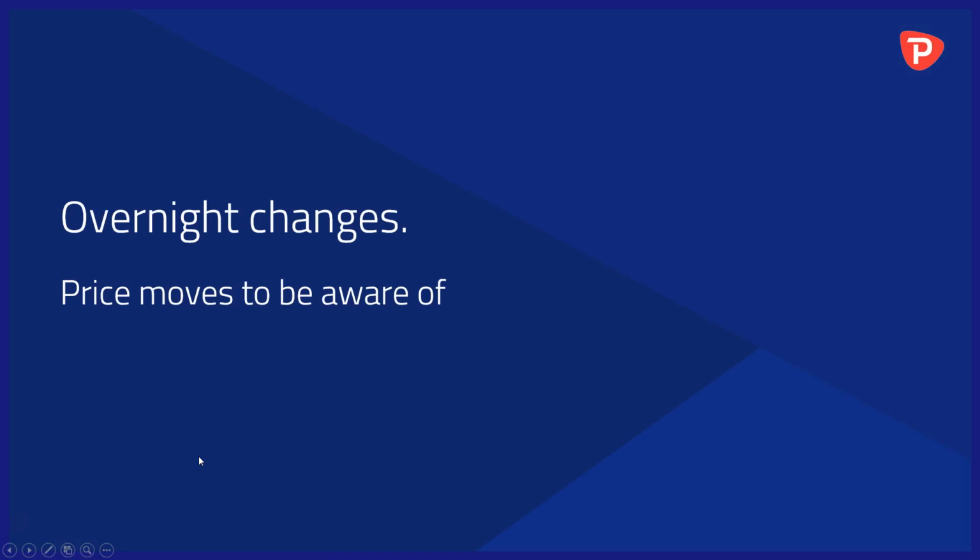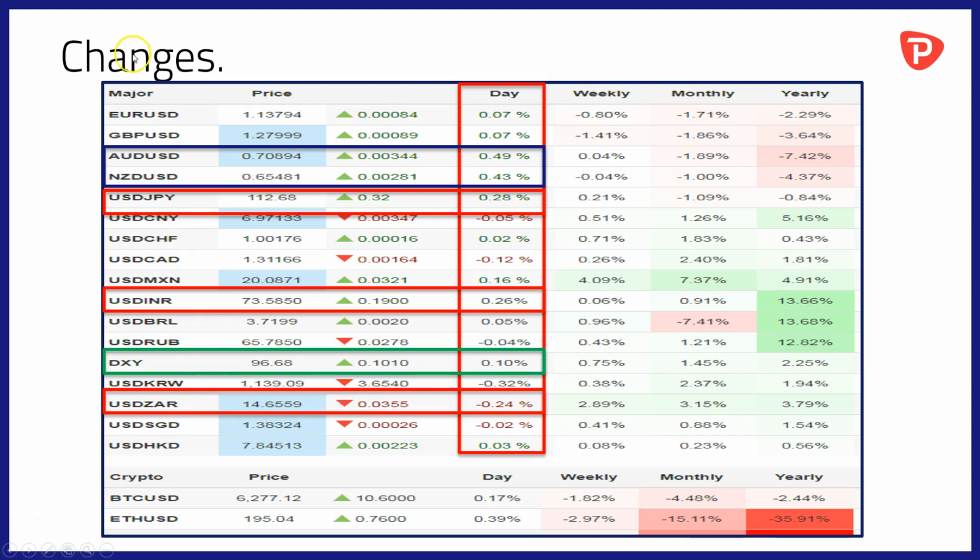Right, let's take a look at the overnight changes and price moves to be aware of. Perhaps of most note, the lack of movement really in both the euro and the pound sterling against the US dollar. And when you consider what was going on yesterday, that's quite surprising. But what we have seen very clearly is pushback from both the Australian dollar and the New Zealand dollar against their US counterpart. The Aussie dollar adding 0.49% in yesterday's session, and the New Zealand dollar adding a creditable 0.43% against the US dollar yesterday.